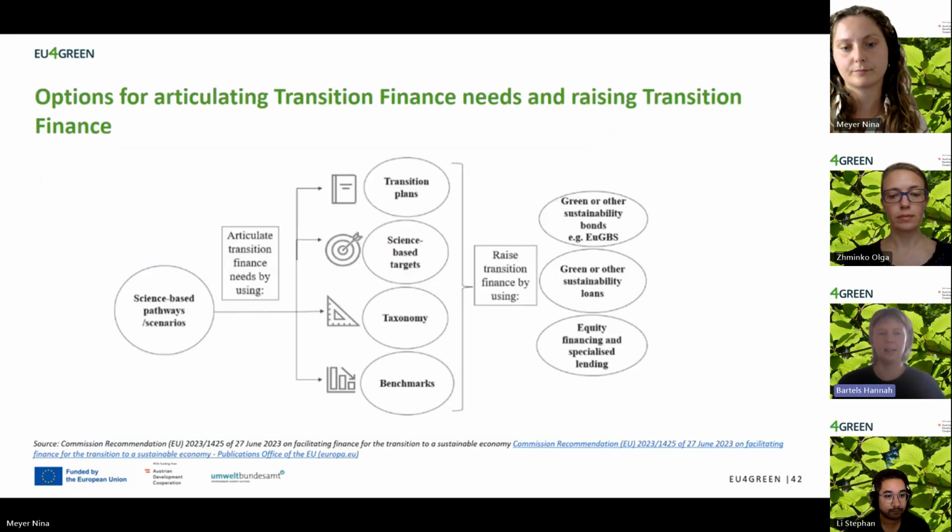So on the next slide, we can just see what we've discussed before. Companies have multiple ways to articulate their transition finance needs, as I've mentioned before. And this graph also quickly goes into how the companies can then raise the finance they need for their transition. That could be green or other sustainability bonds, following, for example, the EU Green Bond Standard, green or other sustainability loans, equity financing, and specialized lending.